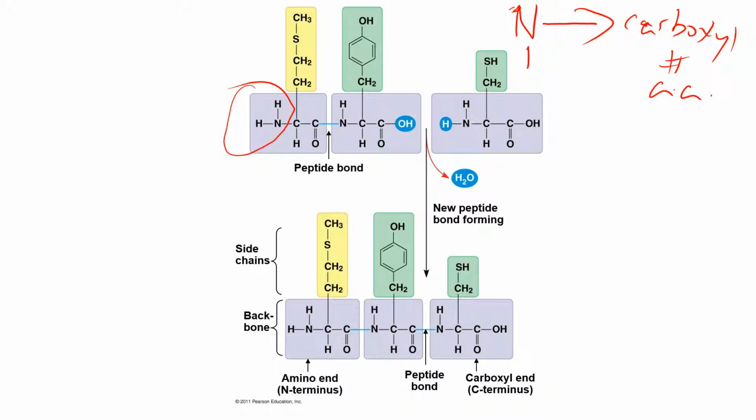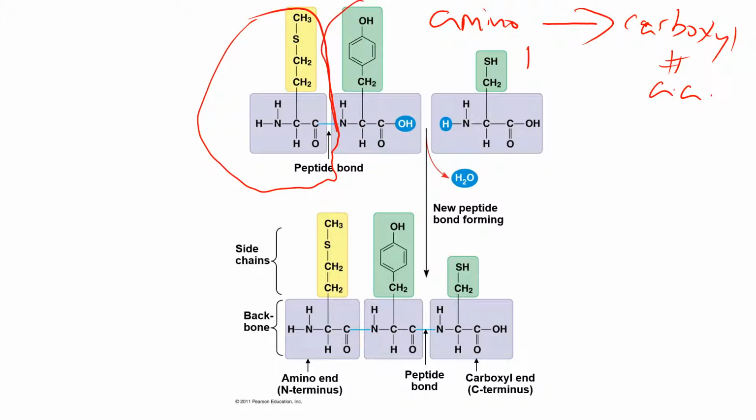Now, look here. You have one amino acid here and the second one. Now notice they're actually held together by a covalent bond, referred to as a peptide bond. So amino acids are strung together by a covalent bond called a peptide bond.